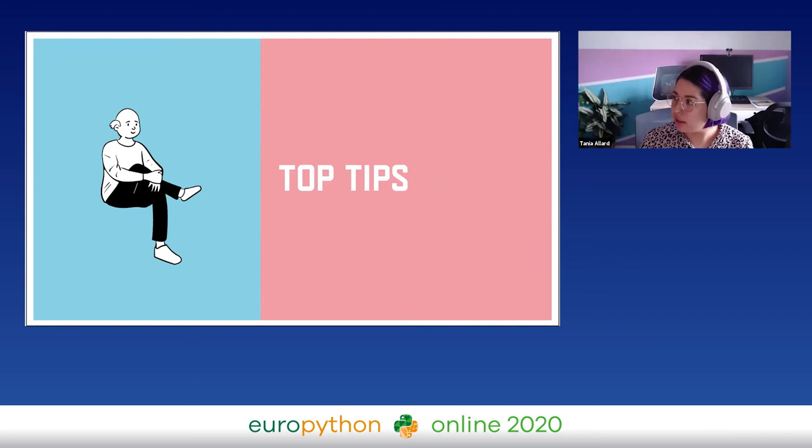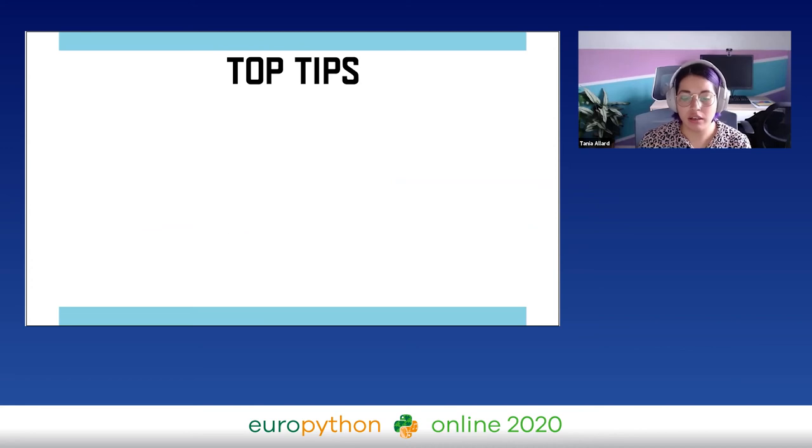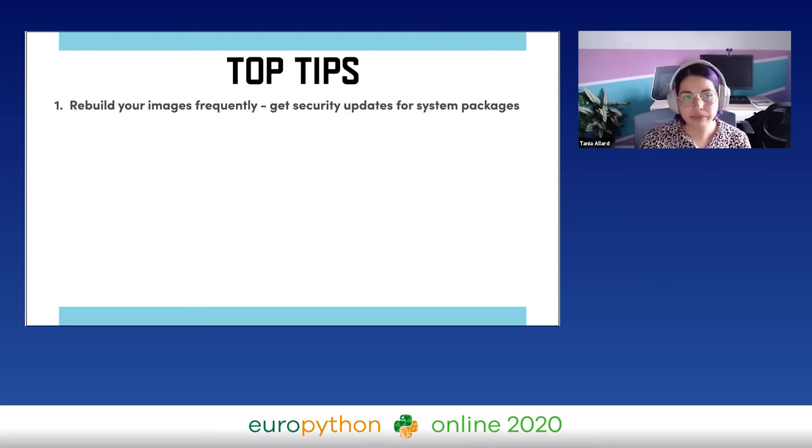So just to summarize, and I know I am giving you a lot of information, and probably at this time your brain is full of a lot of stuff, I'm going to give you the top tips. These are at least the minimal or baseline requirements that you should try to get into your Docker and data science workflow. First, rebuild your images frequently. Make sure that you're getting the security updates for system packages. This is especially important for avoiding vulnerabilities or problems with any of your images.